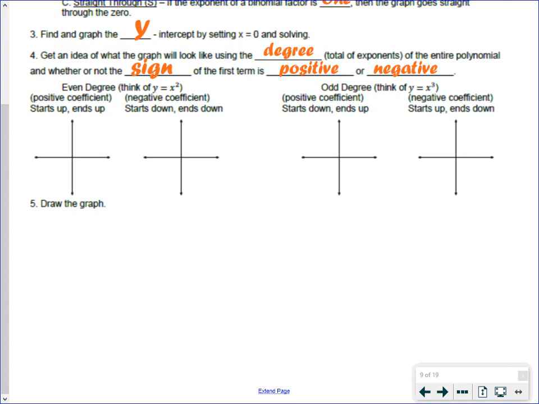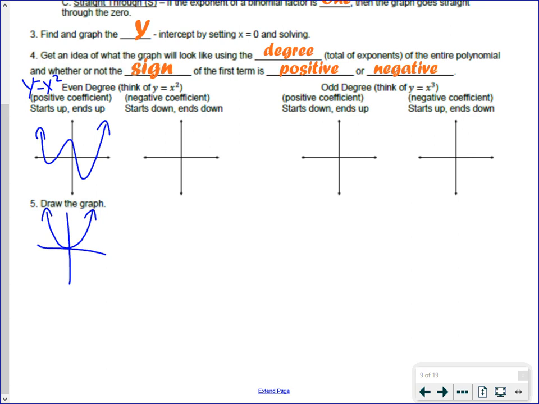So if we have an even degree with a positive coefficient, for instance, y equals x squared, we know it looks like this. It starts up and it ends up. So an even degree polynomial with a positive coefficient can look something like that. The important part is it starts up and it ends up.